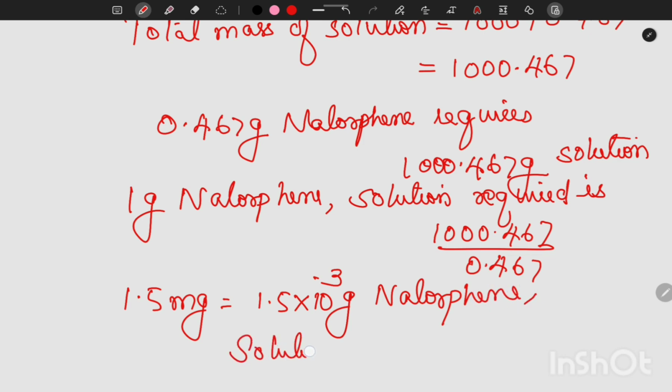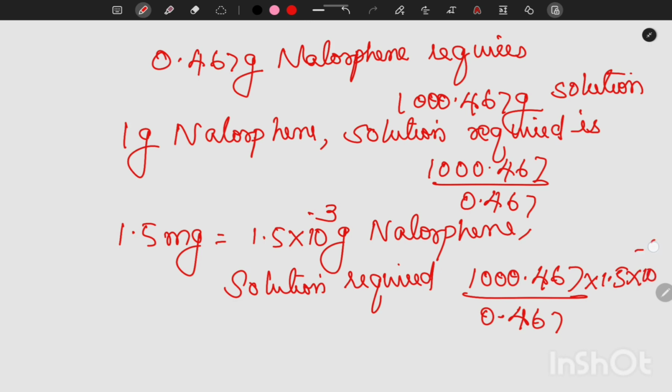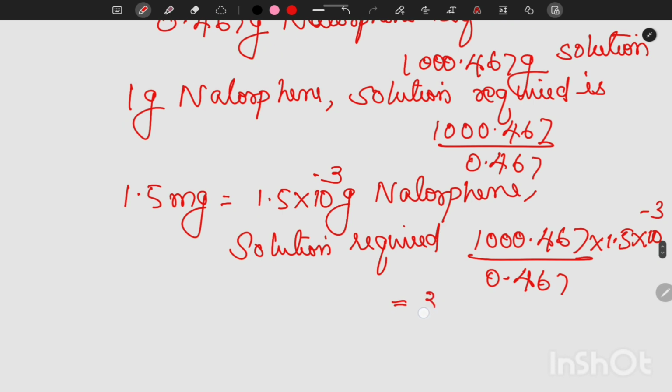Solution required is, so we are calculating the solution required for the above dose. 1000.467 by 0.467 into 1.5 into 10 raised to minus 3, that is equal to 3.21 gram.